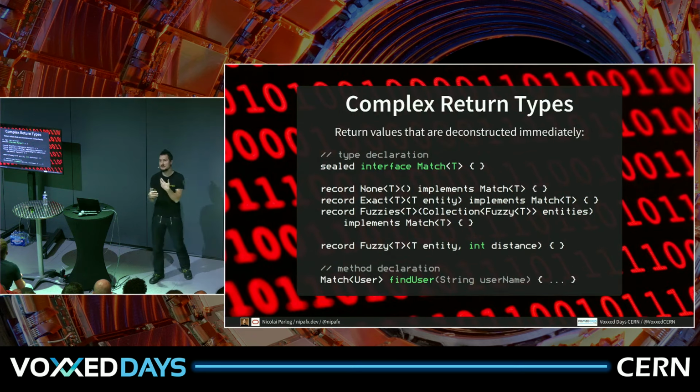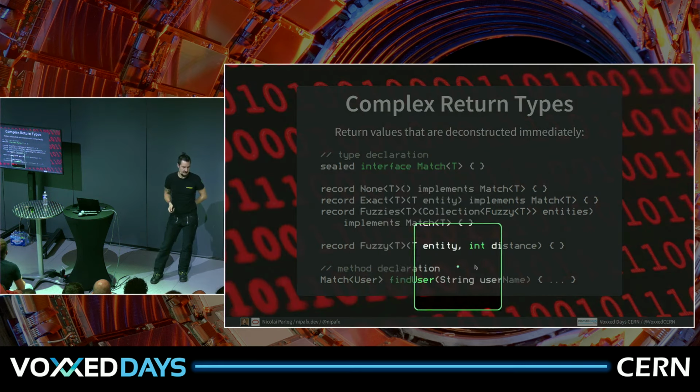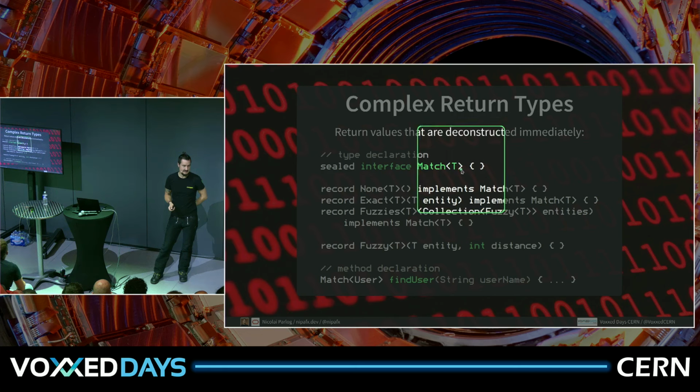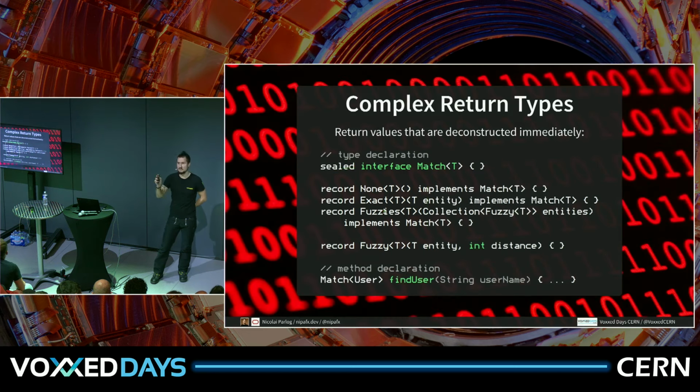You can also do something more complex. These are often return types where, when an operation has different outcomes, you want to present the different outcomes to the user. Let's start at the bottom here. You have a findUser method that takes a username and gives you back something that's called a Match. And Match is a sealed interface, and I didn't put the permits clause here, that has three implementations: None, Exact, and Fuzzy. Which is, there was no match, there was an exact match, and there were a bunch of almost matches.